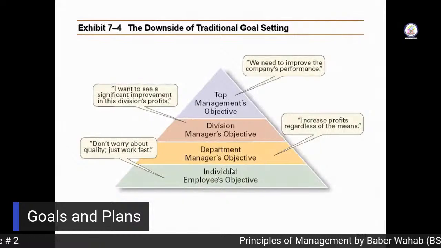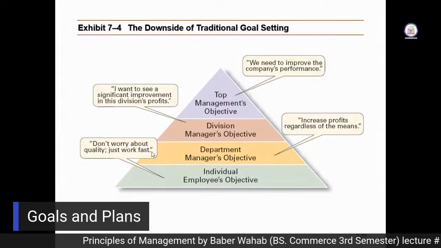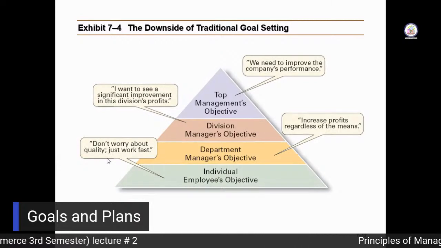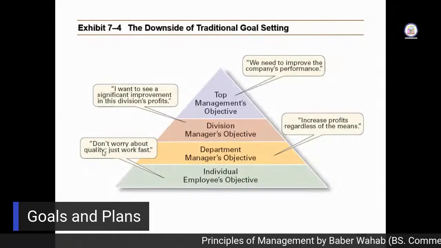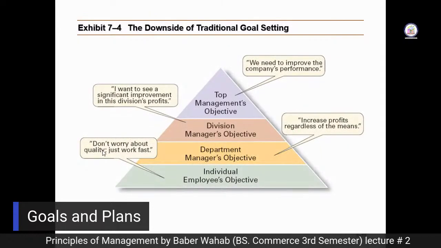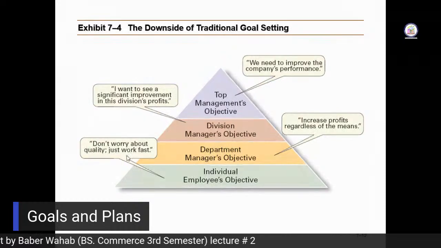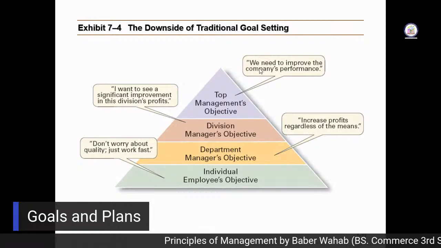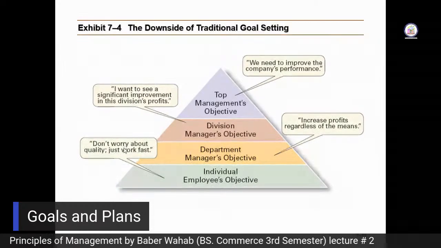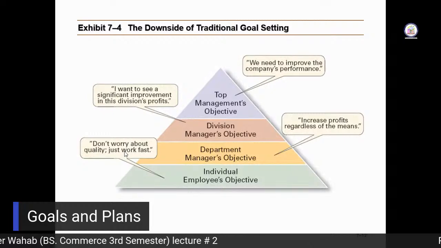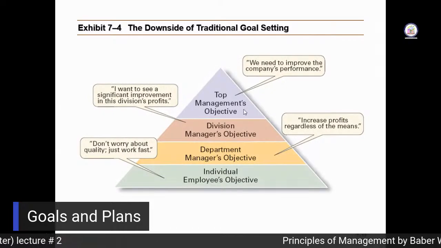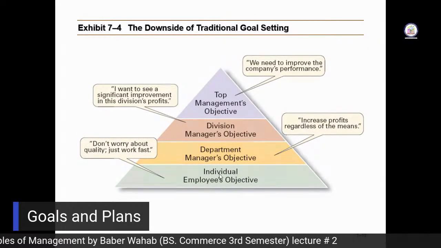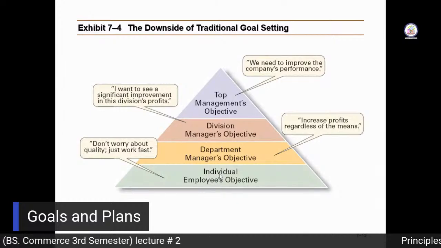And when you come to the non-managerial level, the individual employee level, assume they're doing some production work. They interpret increase of profit to mean increase in the number of units produced. Don't worry about quality, just work fast. Now, if this way of thinking were known to the top management level, they would be shocked. We never said that we wanted an increase just in quantity at the expense of quality. But in traditional goal setting, because you're sending directives and orders from top to bottom, the top-down approach, there is a big chance of miscommunication and misinterpretation.